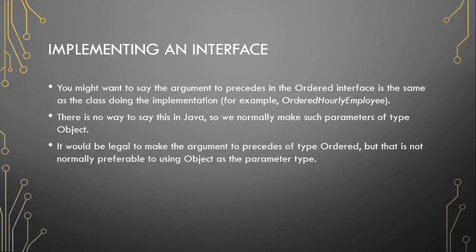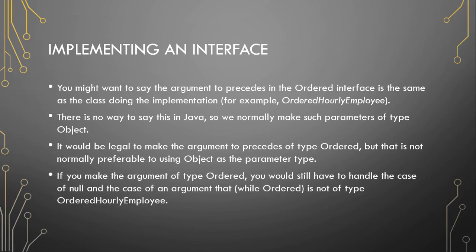It would be legal to make the argument of proceeds of type Ordered, but that's normally not preferable to using Object as the parameter type, because when you make it Ordered, it's going to start restricting things. If you make the argument type Ordered, you'll still have to handle the case of null, our good old friend null, and the case of an argument that, while Ordered, is not of type OrderedHourlyEmployee. So that is part of the reason why we don't change it off Object, because we start having to deal with these more nuanced situations.